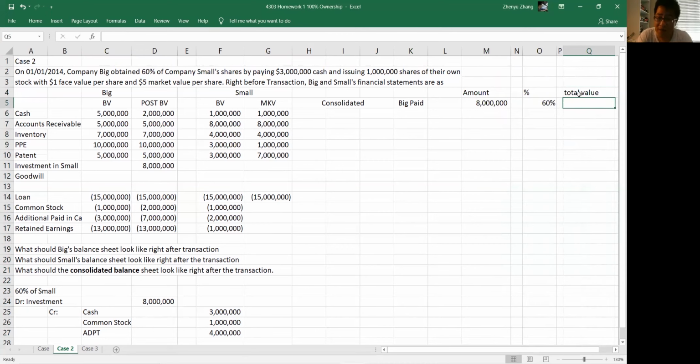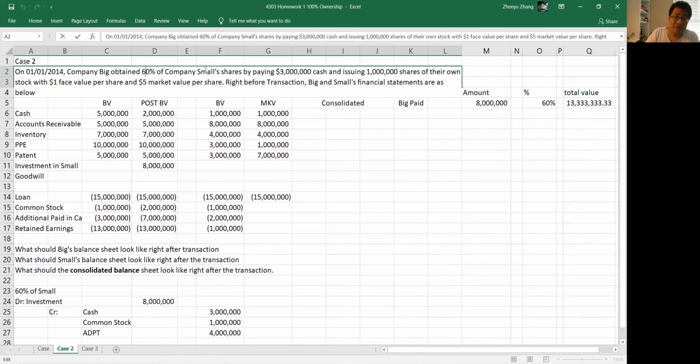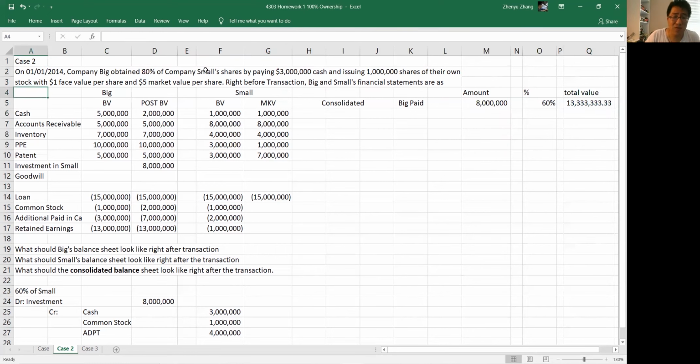Let's name it total value. If you pay 8 million for 60% of something, I guess in your eyes the value of that thing is this much. The number is ugly, but sorry about it. You know what? Let's change it to 80%. It's just much better. It won't change what we talked about. Usually in the exam, the calculation will be very friendly as well, so no need to worry about these.